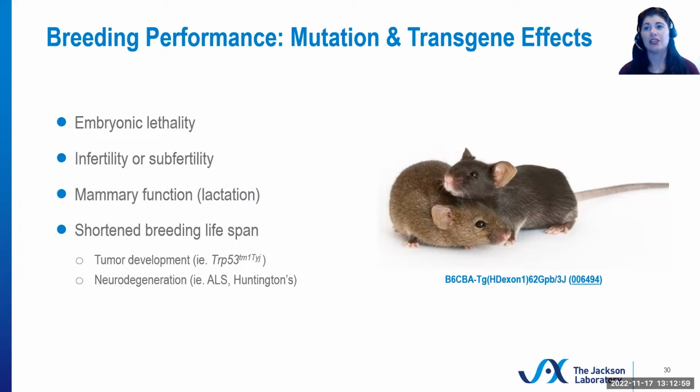Some strains exhibit a shortened breeding lifespan due to certain mutations or transgenes. For example, mice that are homozygous for the Trp53 knockout develop lymphoma at about 4 to 5 months. Another example is the strain that you see here. These mice display a progressive neurological phenotype that mimics the features of Huntington's disease with an onset of approximately 18 weeks, shortening their breeding lifespan.